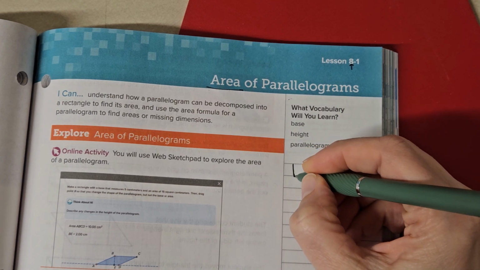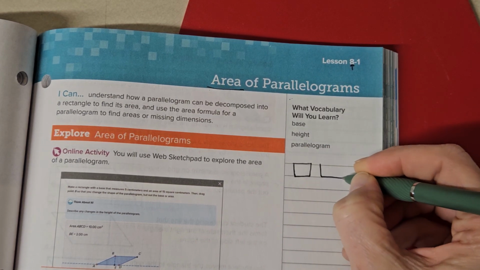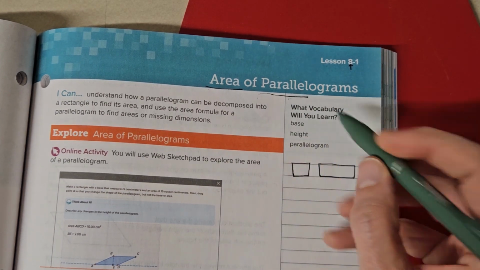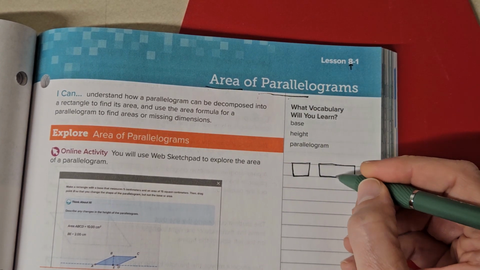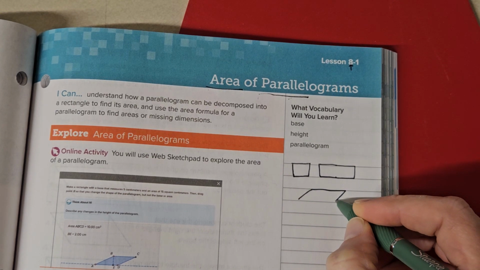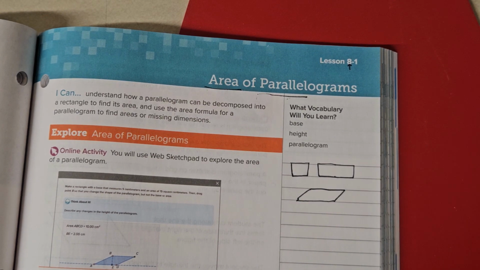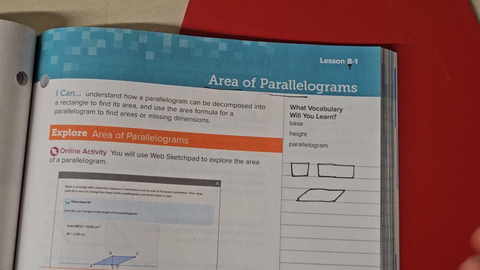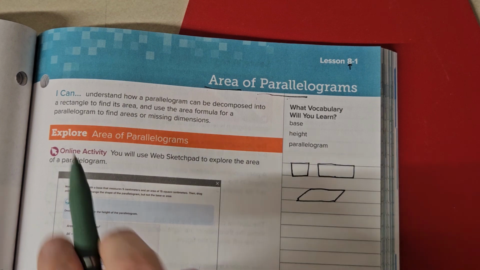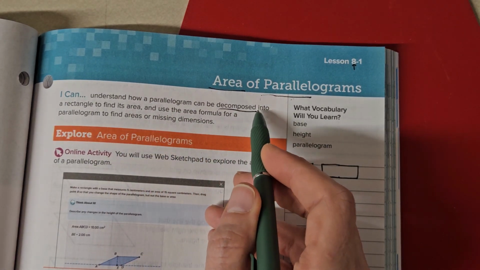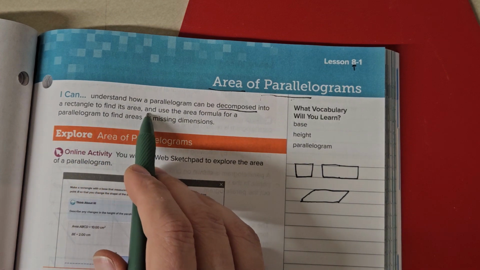Well, a square is a parallelogram, a rectangle is a parallelogram, but really a parallelogram just has to have opposite sides parallel. So most often a parallelogram is drawn sort of like that, where this side would be parallel to that side and this side's parallel to that side. That's a parallelogram.